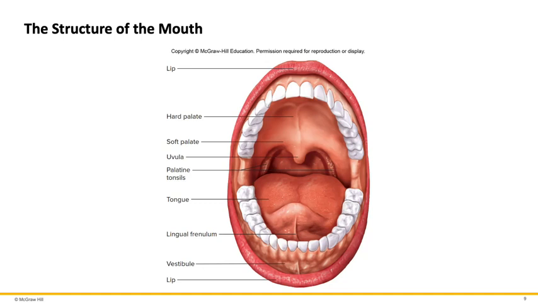Cheeks form the lateral walls of the mouth. Lips surround the opening of the mouth. Lips are important in monitoring food temperature.